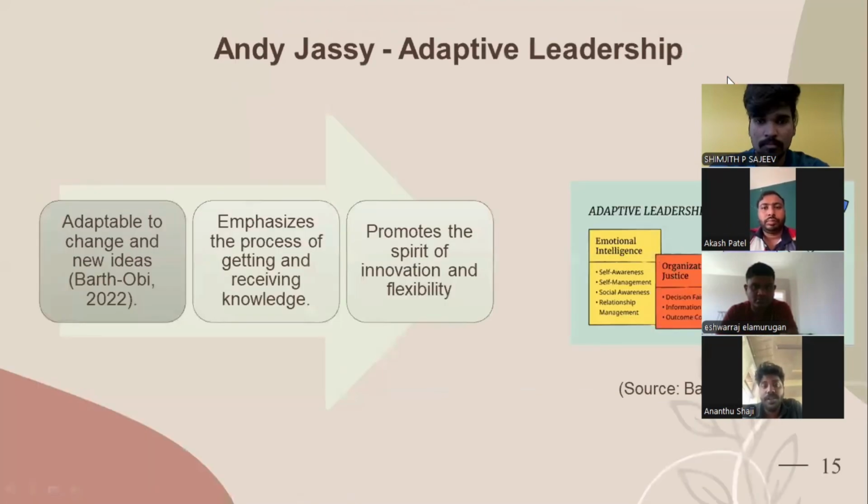Moving to the next slide, Andy Jassy and adaptive leadership. The leadership of Andy Jassy is a perfect example of an adaptive leader since he has foreseen the changes, and he emphasizes training, development and application to acquire knowledge, involvement and flexibility, and the influence of Amazon as well as its compatibility in the market.